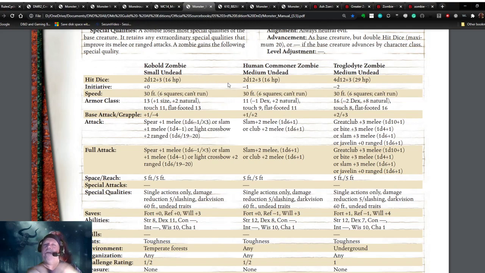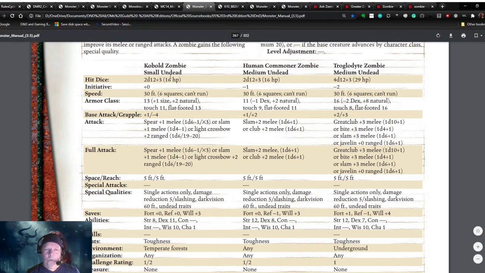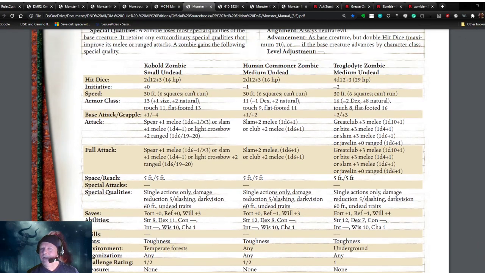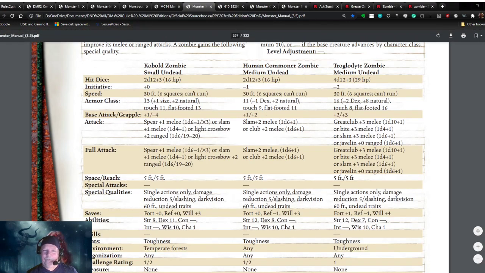So they start giving us a whole range of stat blocks for zombies. This is also where third edition is where monsters first gained complete stat blocks. So where you'll see strength, dex, con, intelligence, wisdom, charisma for the monsters, just like you do in 5e. So you have a kobold zombie, which is pretty much like a zombie, but it's got 16 hit points. Human commoner zombie, 16 hit points, and the sizes are different.